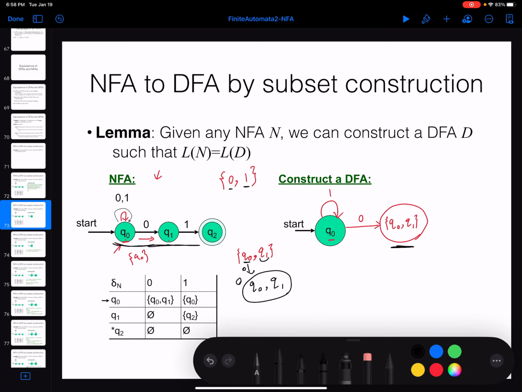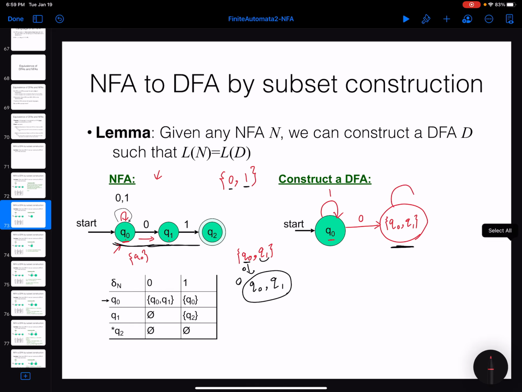So the transition that I'm going to add here for 0 is going to go from Q0, Q1 to Q0, Q1 in your DFA. Be careful, this is different from the NFA. In the DFA, I'm going to just simulate what would happen if I run the NFA. And for all the possible situations, I will create exactly one state. Okay, so this is for the transition 0.